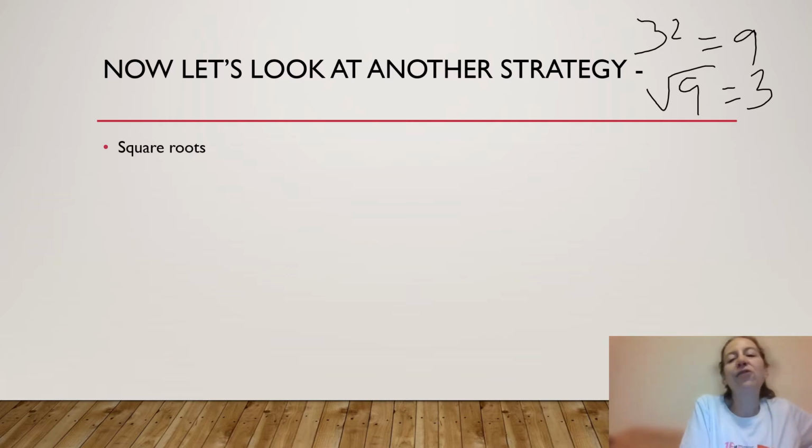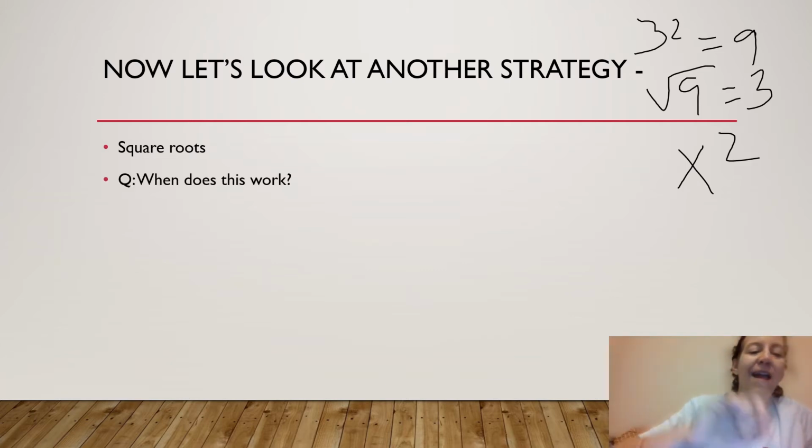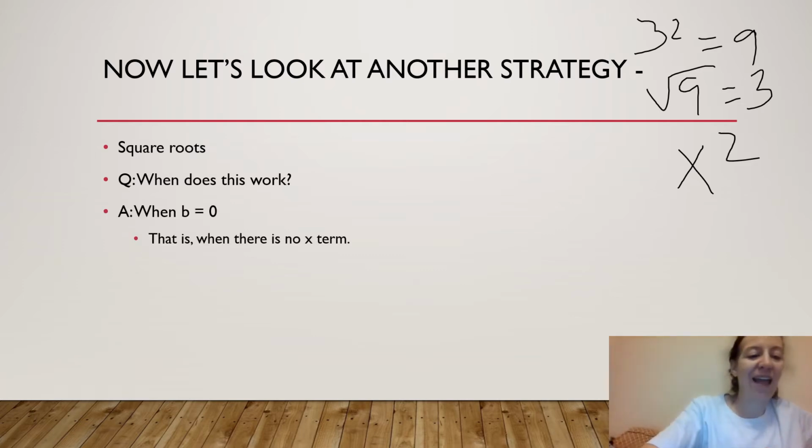So it stands to reason that if you had, say, an x squared, that you could use a square root to undo the squaring and get back to the x, okay? Now, there's a reason we don't cover this a whole lot or stress the solution, and that's because of this question right here. When does this strategy work? Okay, and it's got a super narrow answer. It only works when b is equal to 0. That is when there is no x term.